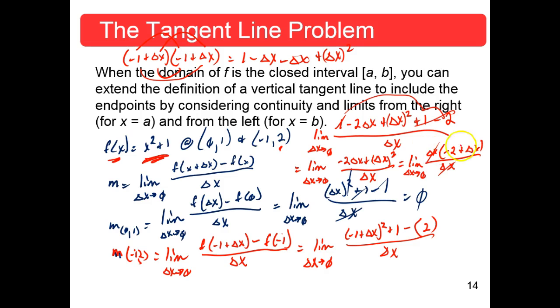Why? Because now we can take that limit. The limit of negative 2 plus delta x, as delta x goes to 0, is what? As delta x goes to 0, what does that become? Negative 2. So there's your limit.